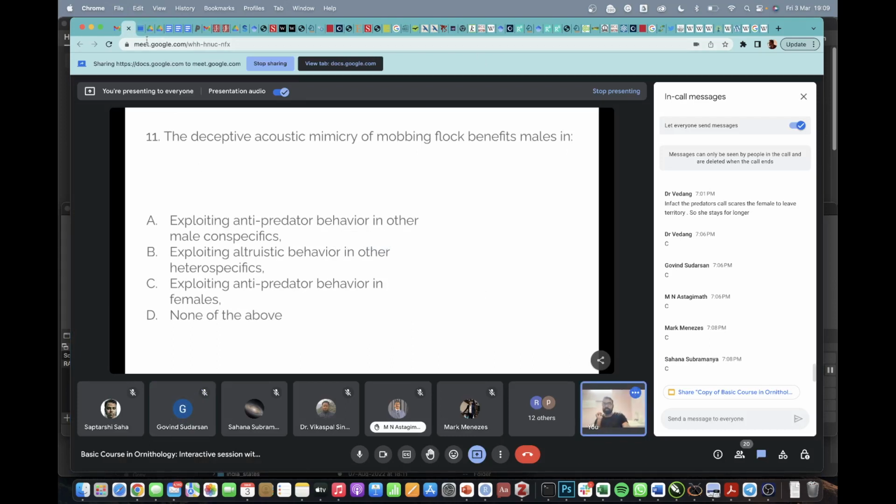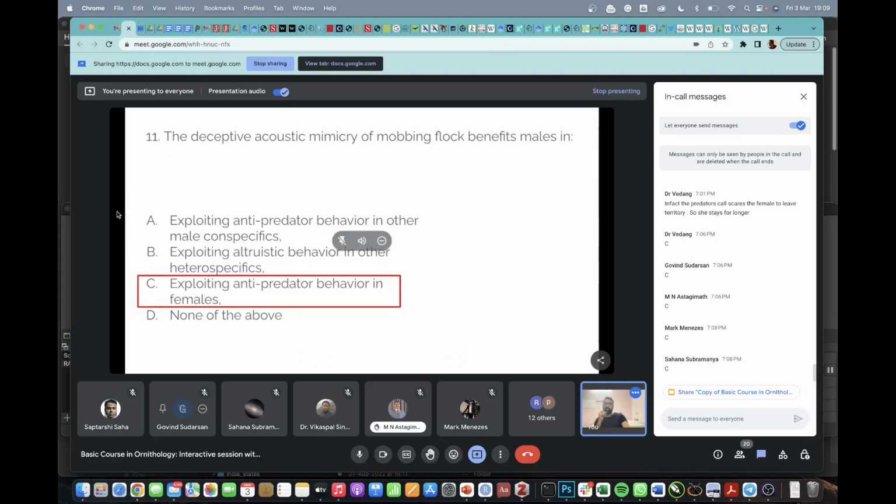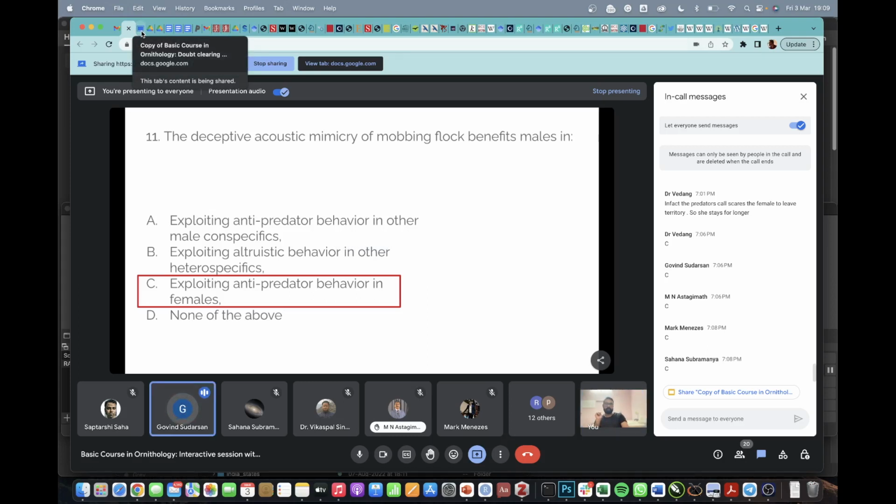Anyways, the answer is C, I've already explained. Basically, the female stays in, and the male is actually harping on the anti-predator behavior of females to stay away from the predator. So that's why the mobbing. Does it apply only to lyrebirds, sir? This particular feature, yes. But nobody has studied all the birds as thoroughly. So probably there are other birds that also use this, but we will never know. Somebody has to study every one.